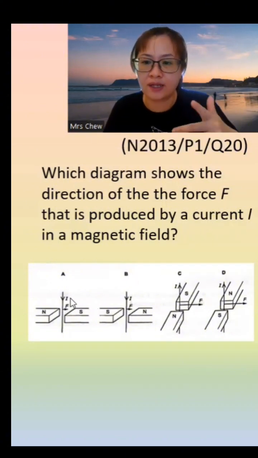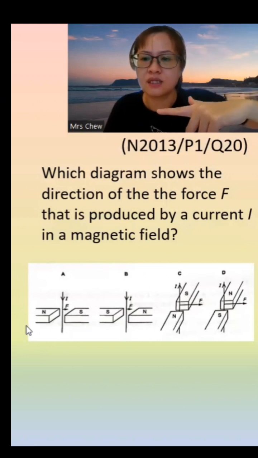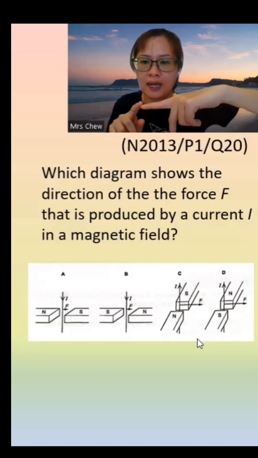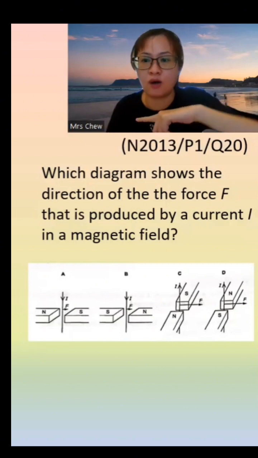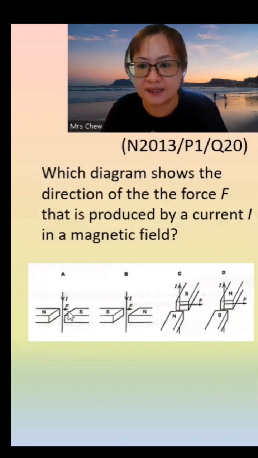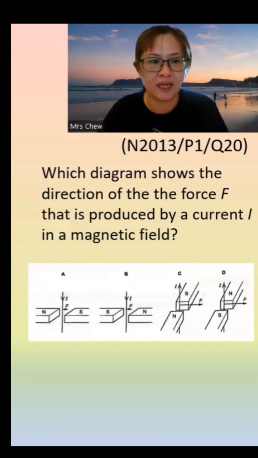So A, for this, we have the word force, so it's the left-hand rule, okay? So you have the direction of the current downwards, and you have the north to the south pole, and my force should be pointing towards me. However, for A, you will realize that the direction of the force is the same as the direction of the magnetic field. So definitely this is out. A is definitely out, okay?